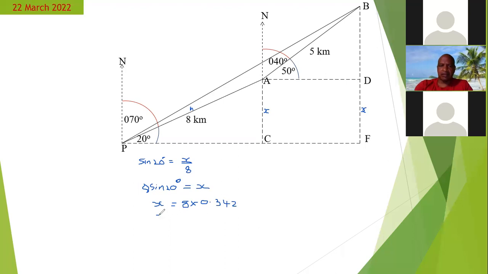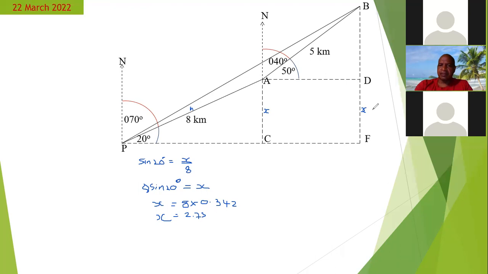And what do you get? 2.736. We'd round it off to what? To 2 decimal places, please, so it will be 2.74. Before you do any rounding off yet, just because you're only doing one side, one leg of the big right angle triangle. Yes, sir, 2.736. That's where it stops. So don't round off yet.